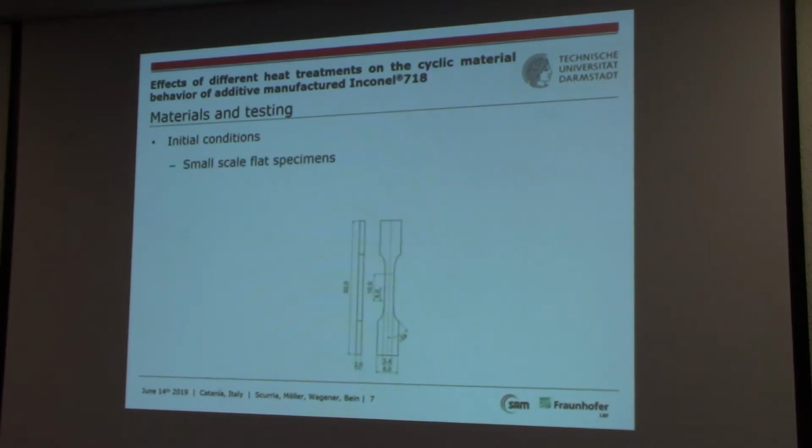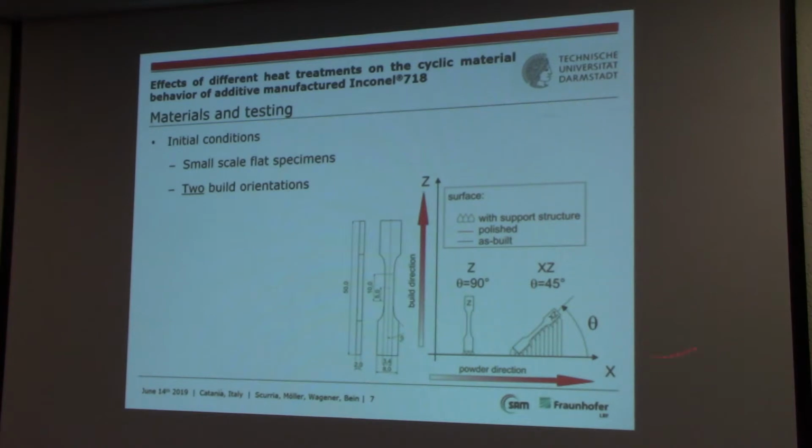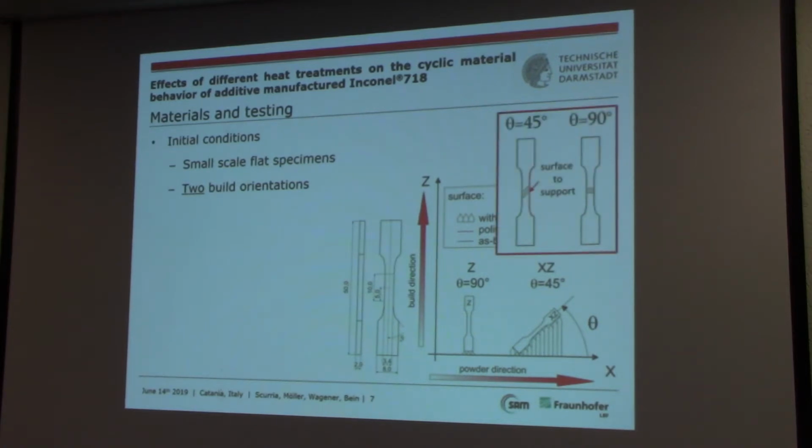We produced small-scale flat specimens. We tested the as-built states, as in the previous presentation; we didn't polish them because we think that is not representative of the real application. We produced them using two different build orientations, 45 degrees, XZ and Z, and we applied superstructures for printing the specimens in the XZ directions. So we have the layers oriented at 90 and 45 degrees with respect to the loading direction.